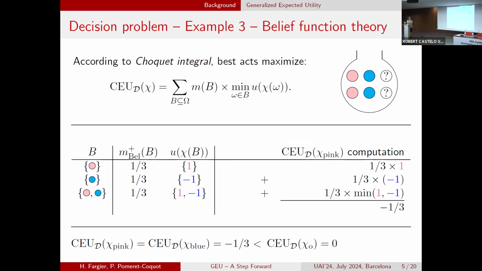On the first focal element, we're sure of obtaining a utility of 1, hence this local computation. The same goes for the second focal element, blue. We're sure it leads to a utility of -1, hence this local computation. And for the last focal element, which has 2 states, it may lead to 2 possible degrees of utility, +1 or -1. And the Choquet integral here considers the minimum. So according to this criterion, chi-pink and chi-blue are ranked worse than chi-O.